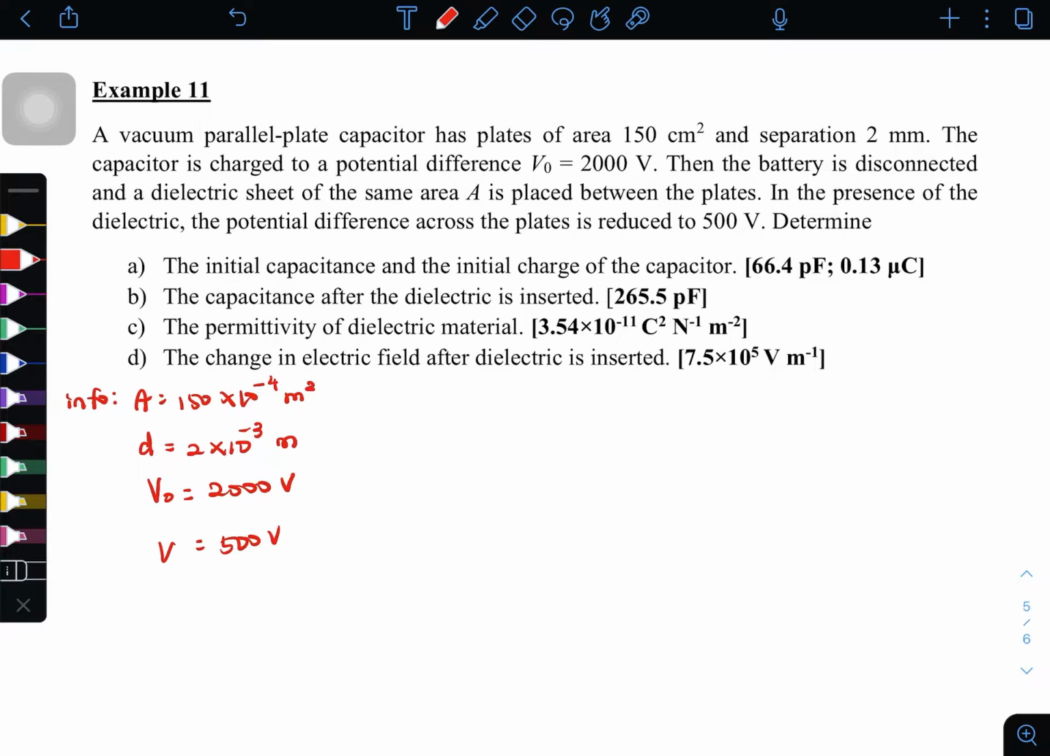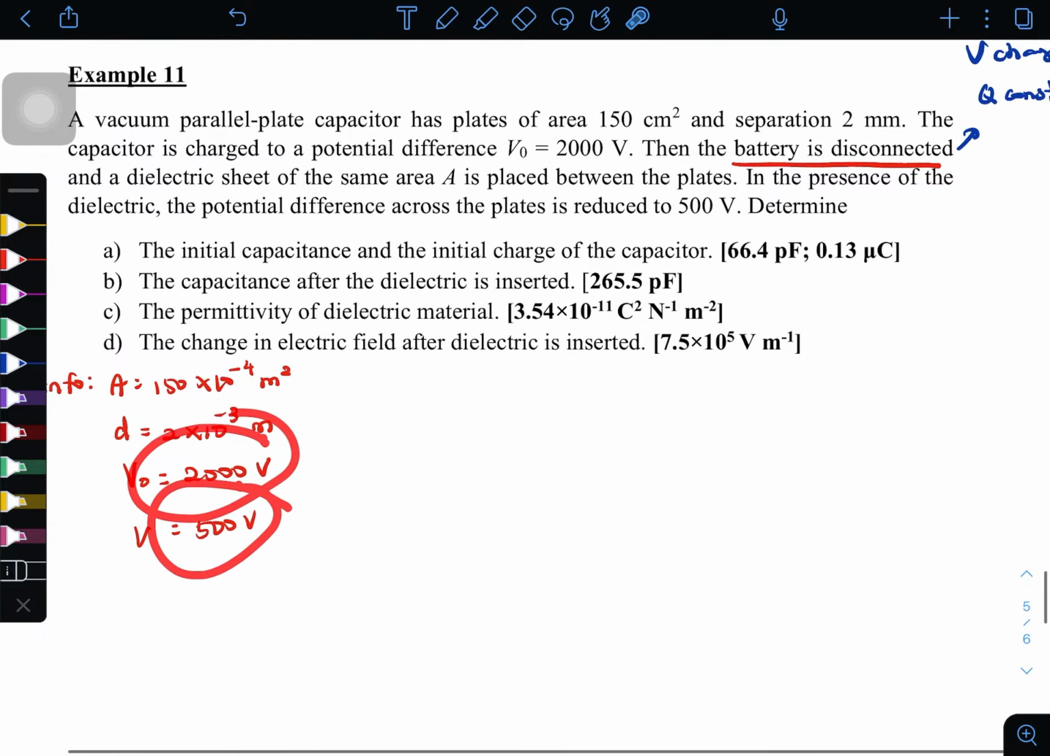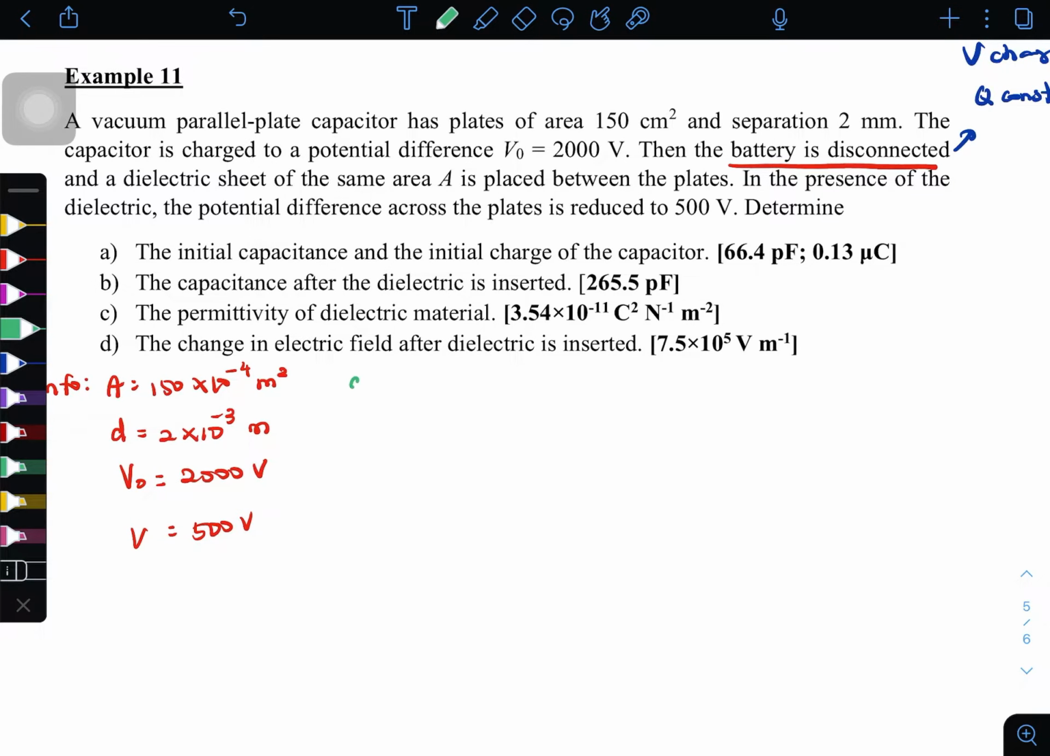Okay, so we know the voltage is changing, means that the battery is disconnected. So kalau battery is disconnected, maksudnya Q kita akan constant. So battery is disconnected, so Q constant, V changing. So as we look here, V dia pun berubah daripada 2000 pergi ke 500. Okay, so A dia minta the initial capacitance dan initial charge.